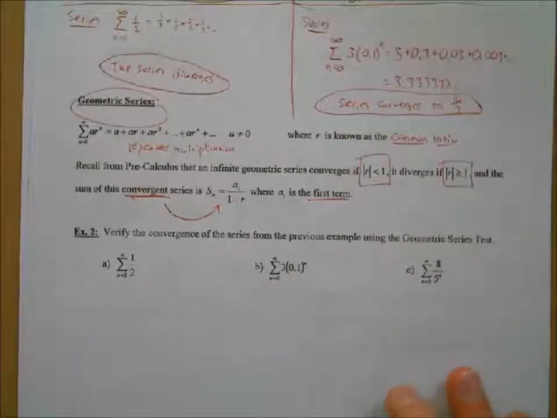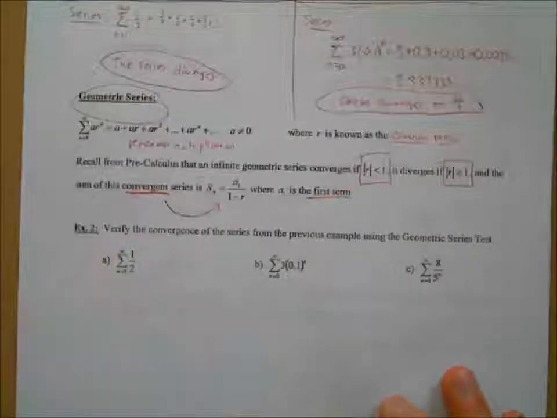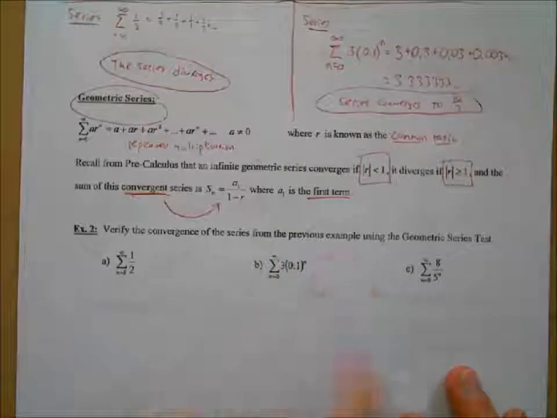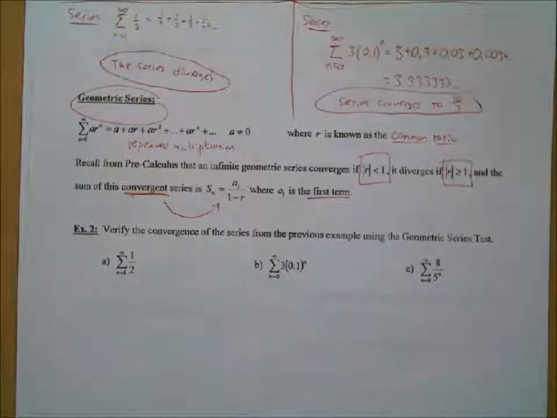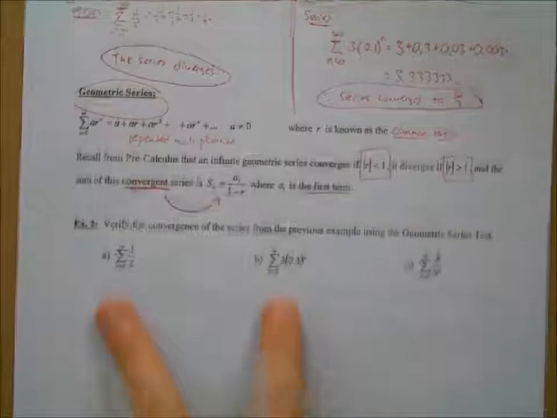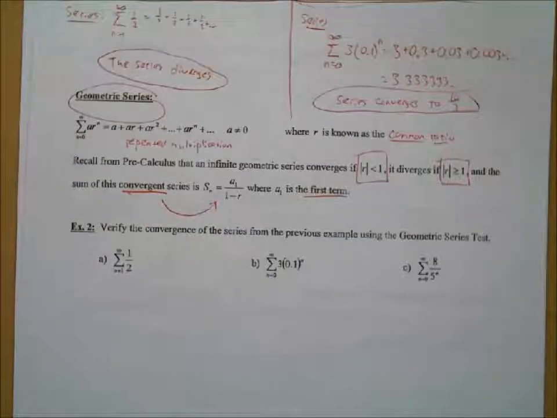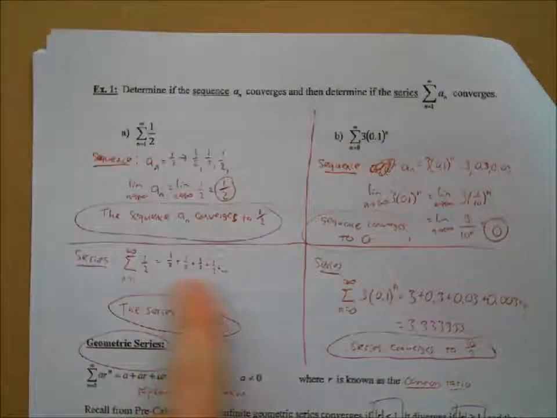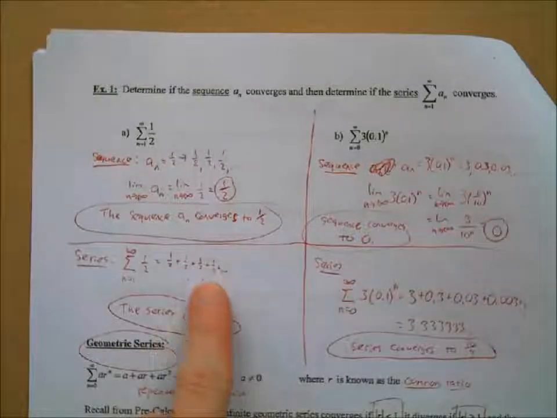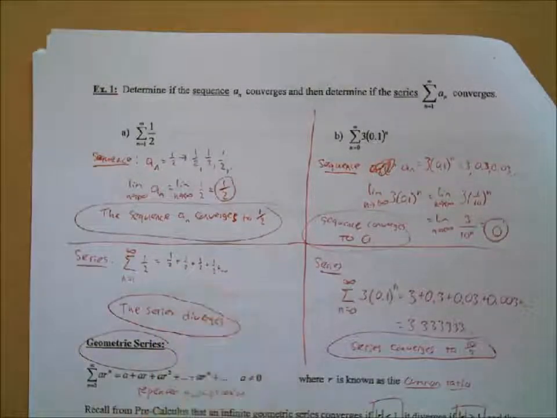So, verify the convergence of the series from the previous example using the geometric series test. We'll do these two right here, and then we'll also look at letter C, which is going to be a new one we haven't seen yet. So this, believe it or not, is a geometric series. If we go back to our series right here, what is the number that we're repeatedly multiplying by? A 1. Very good. Yes, we are multiplying by 1.